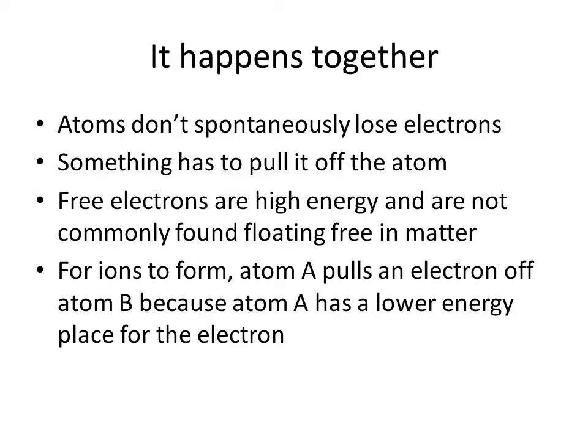Now, when ions form, it happens together. You don't have atoms spontaneously losing electrons. Something has to pull it off the atom. And free electrons just don't spontaneously occur. They're very high in energy and don't float around when there's matter around that they can stick onto. So for ions to form, you have to have two atoms together, and one has to be able to pull an electron off the other. And what we find is atom A might pull an electron off atom B because atom A actually has a lower energy place for an electron than B has.